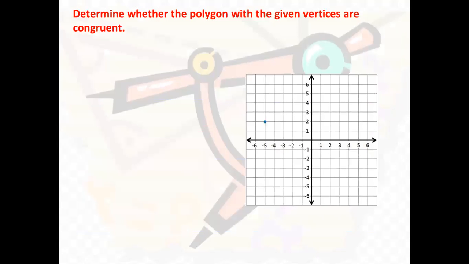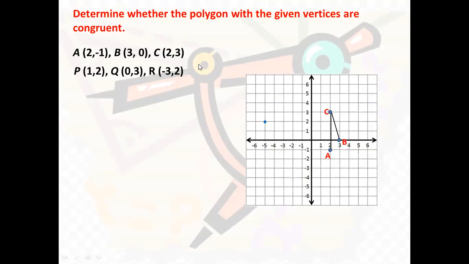Okay, let's see one more example. Determine whether the polygons with the given vertices are congruent. So which is the pre-image? The pre-image is ABC, and the image is going to be PQR. So let's draw ABC first. This is the triangle I would get if I draw ABC. This is the pre-image. Now for the image, I have PQR. This is the triangle for PQR.